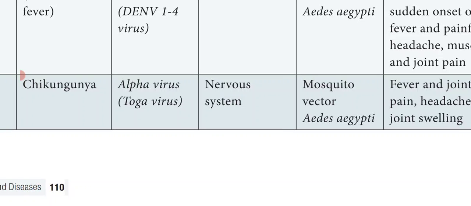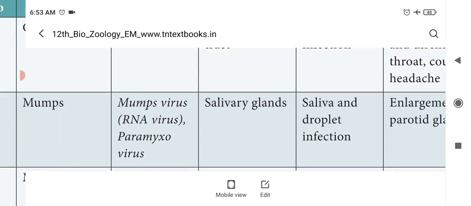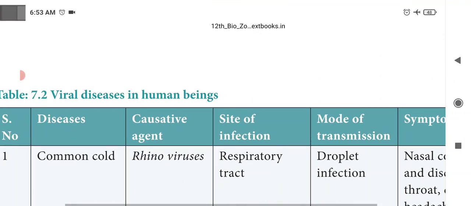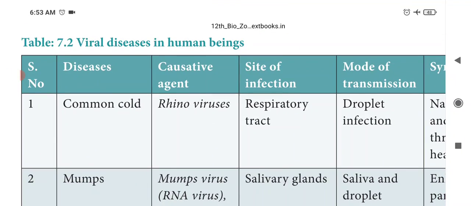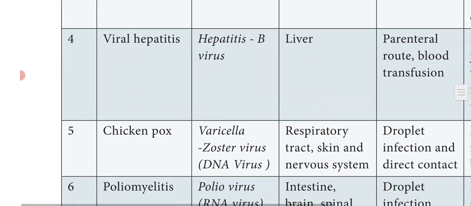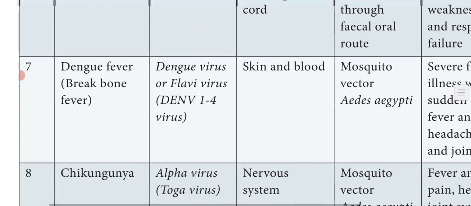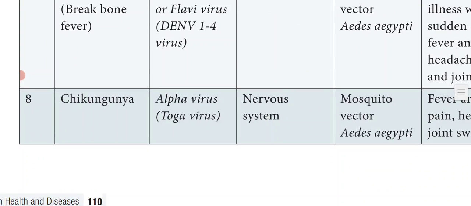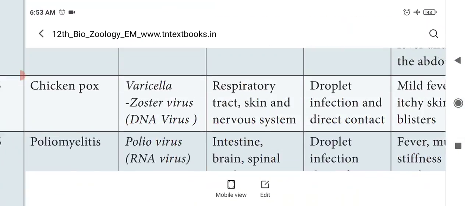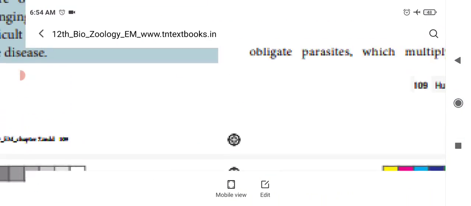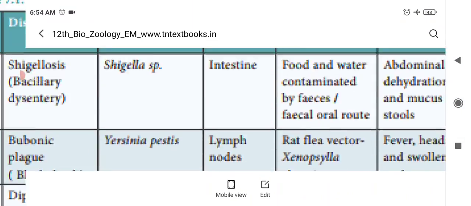So far we have discussed the viral diseases. The common viral diseases are common cold, mumps, measles, viral hepatitis, chickenpox, poliomyelitis, dengue fever and chikungunya. In the next class we'll discuss the protozoan diseases. So go through this topic. Thank you.